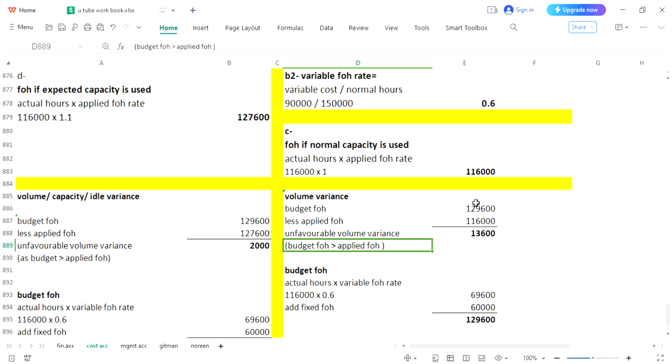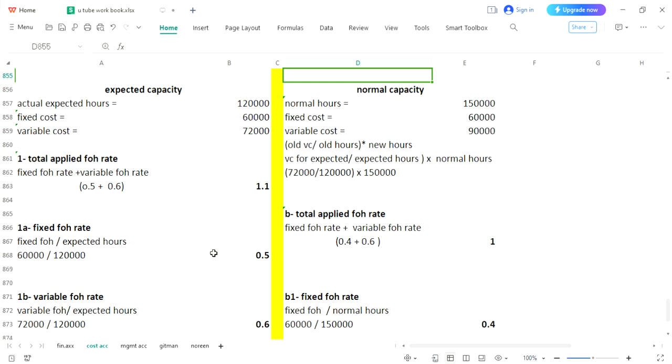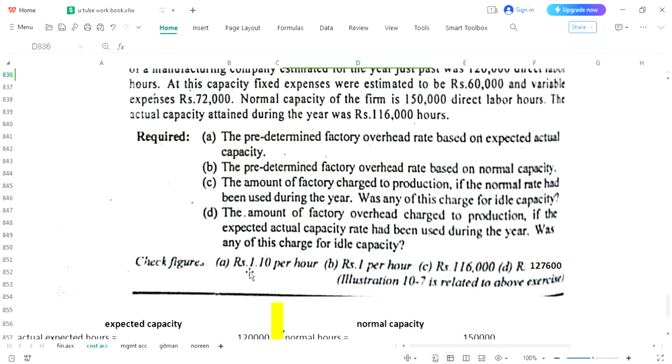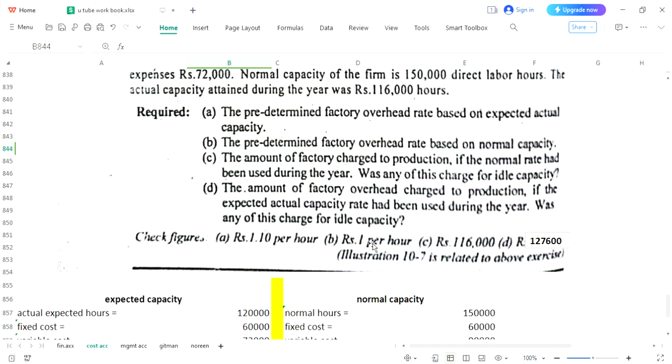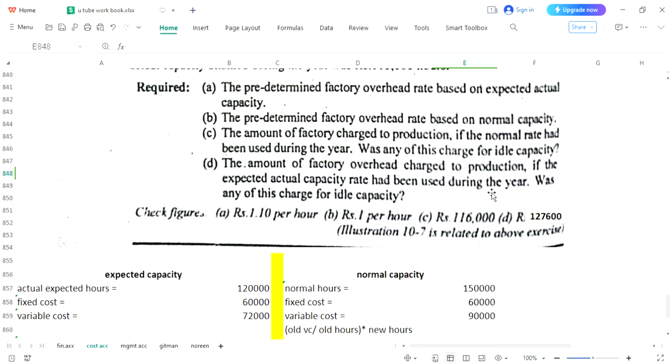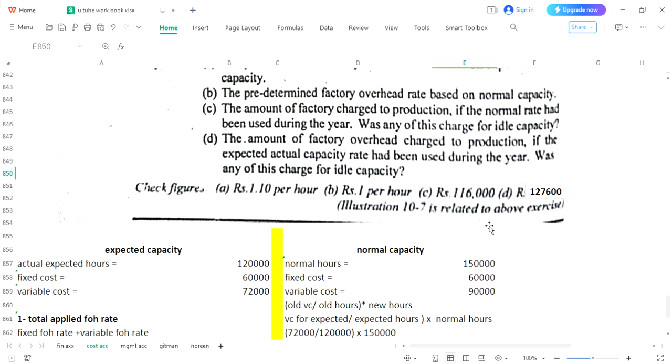Okay, so this way our question has been completed. Just for the review, very first thing, we divided the whole question into two parts, where on the left side expected capacity and on the right side normal capacity was used, and all requirements were completed. You can see our first answer 1.1 was calculated over here, and then second answer 1 was calculated over here. Then we have 116000. What was that? C part.